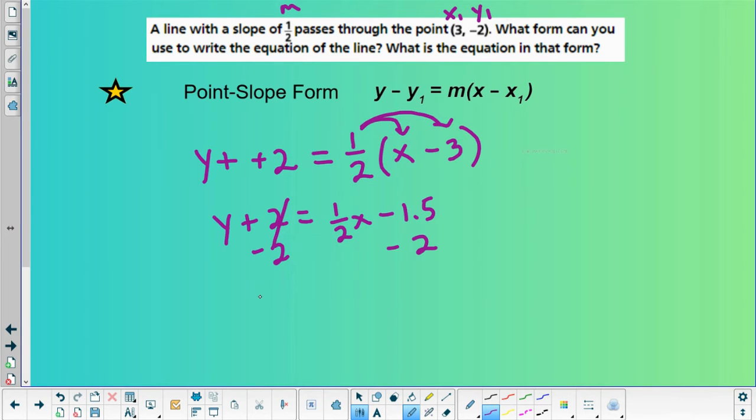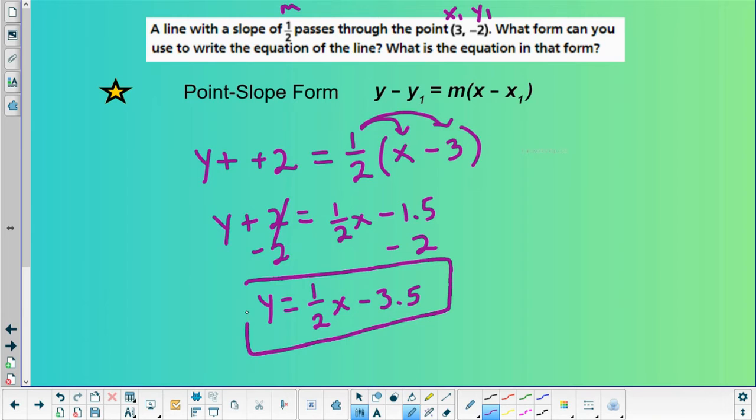Okay, so we have y equals 1/2 x. And then these are the like terms. -1.5 minus 2 gives me -3.5. Okay, so you can leave it just like that. That would be our equation. If you did prefer to keep it as fractions, you can do that too. This would end up being -3/2.